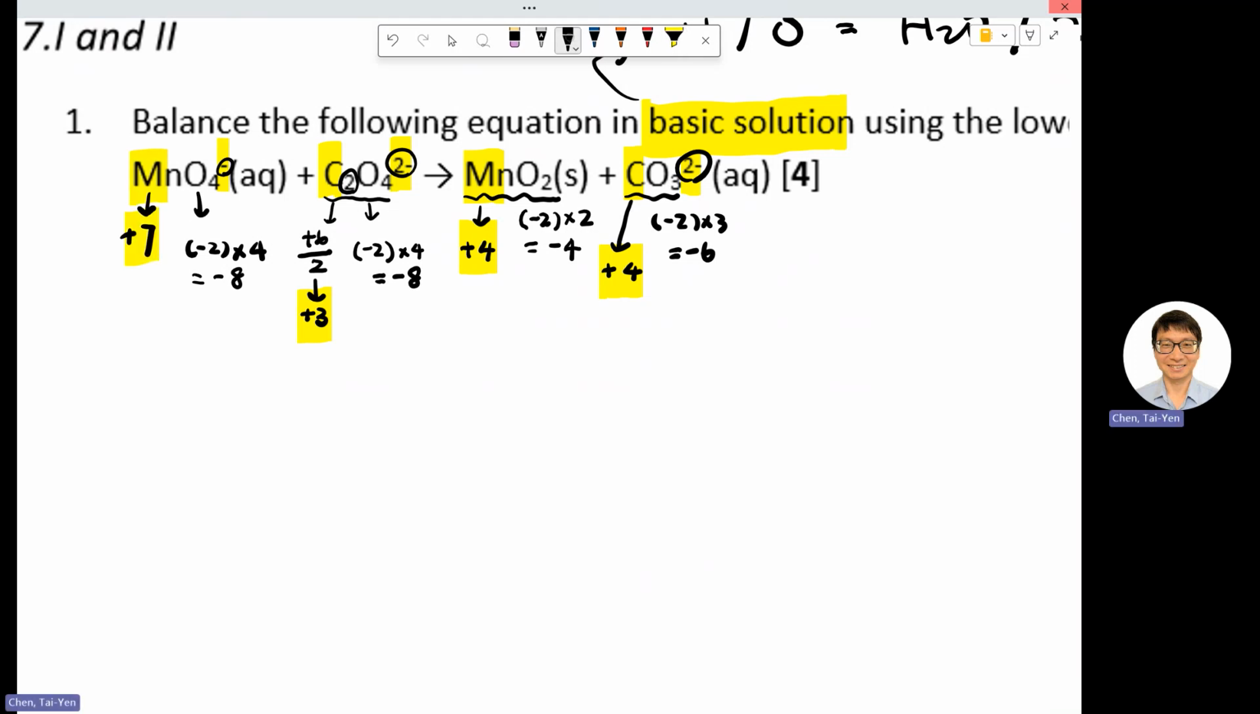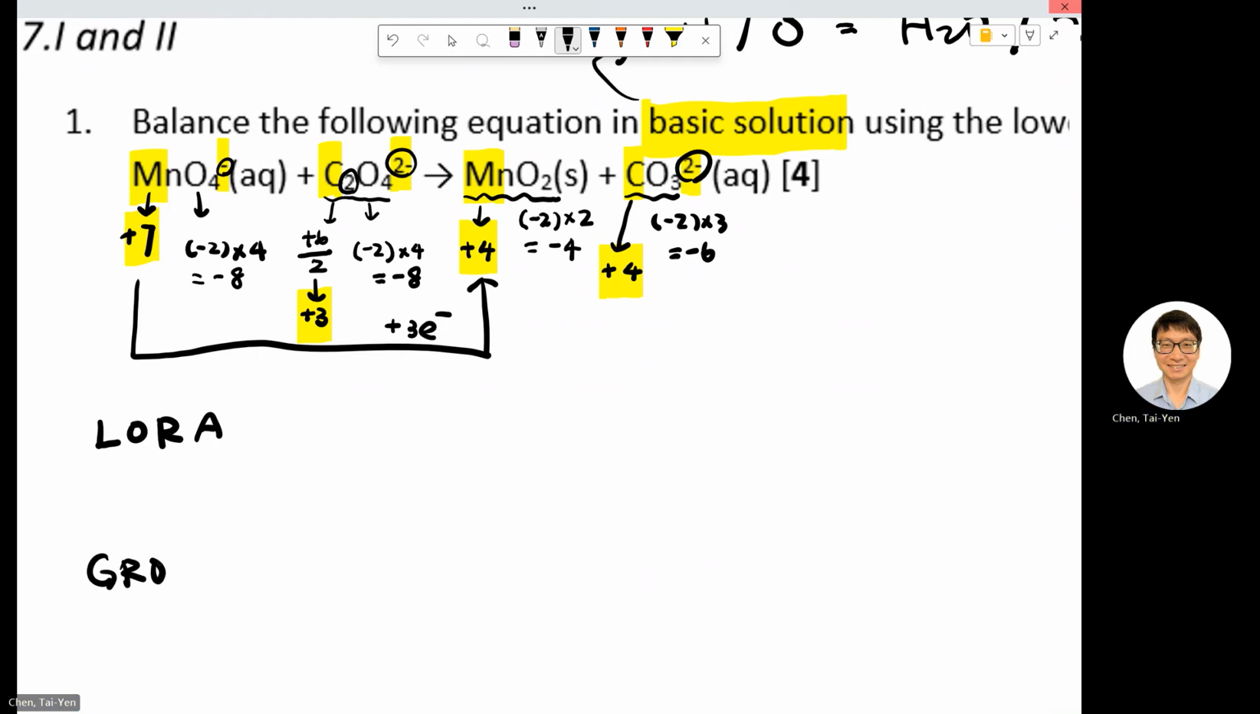Okay, so if we focus on the manganese, its oxidation number goes from +7 to +4, meaning it's actually gaining electrons, right? It gains 3 electrons. Therefore, gaining electrons, your manganese is actually your G rock, right? So you're going to have your LoRa, you're going to have your G rock.